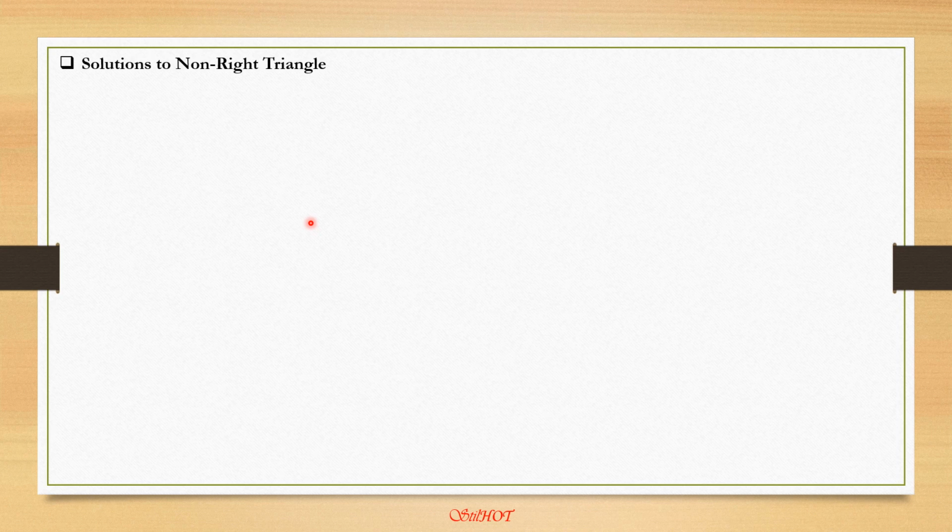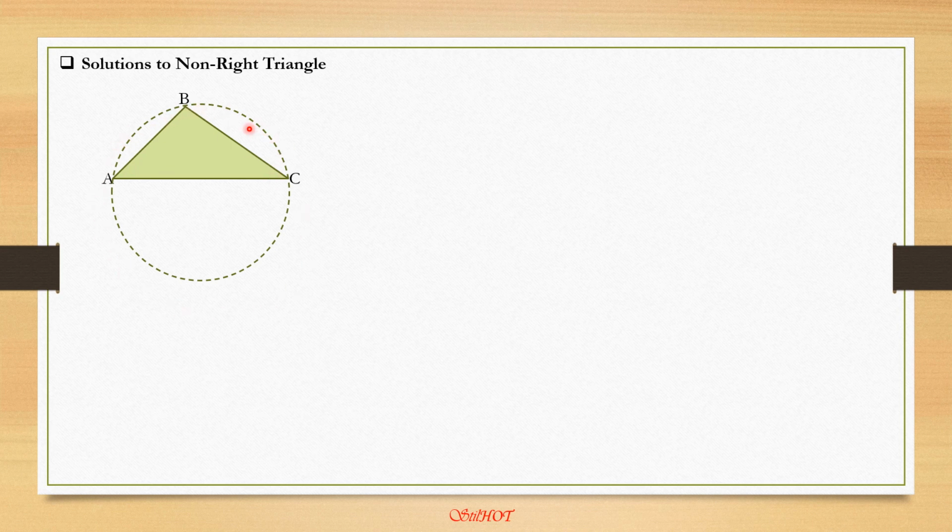So we have solutions to non-right triangles, and there are two laws here. One is the law of sines and the other one is the law of cosines. This is a triangle, and you can always circumscribe a circle about any triangle. The radius of the circumscribing circle is denoted by r, and the sides are correspondingly small letter a, small letter b, and small letter c. The sine law is derived in my other video, so you can refer to the derivation there.